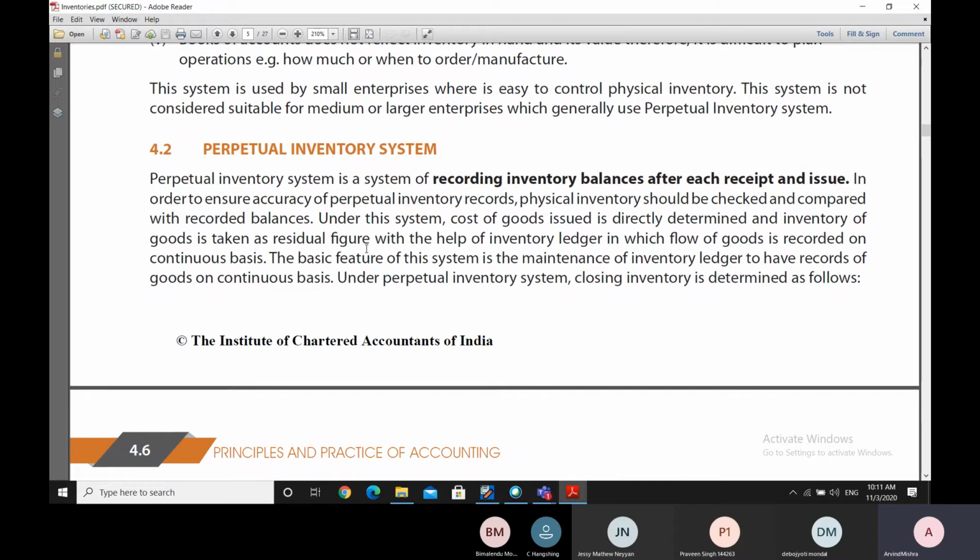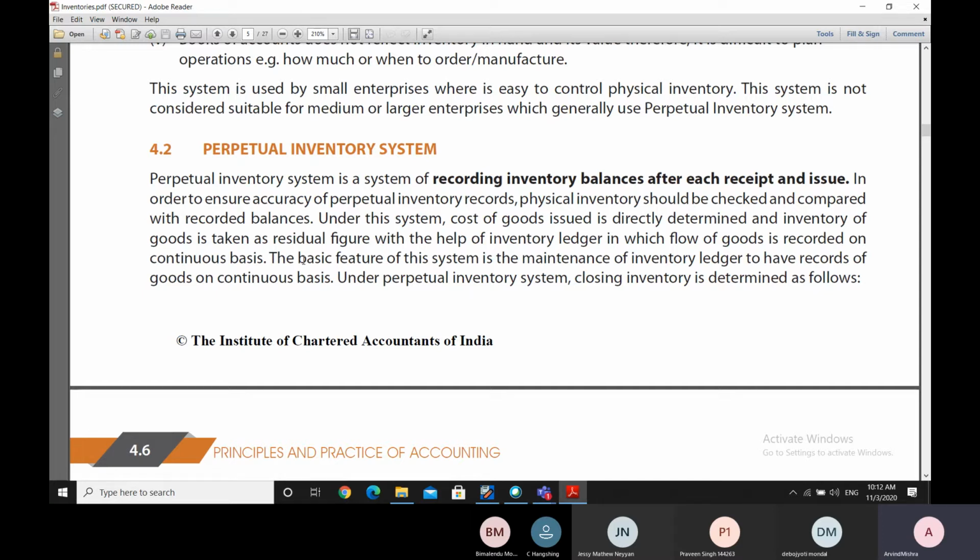In the physical system or in the periodic system, the cost of goods is the residual figure, and inventory is directly counted. Now, in this perpetual system, the cost of goods is directly determined because we are making entry whenever any item of inventory is received or issued. So the cost will get directly determined, and the inventory of the goods will be taken as the residual figure.